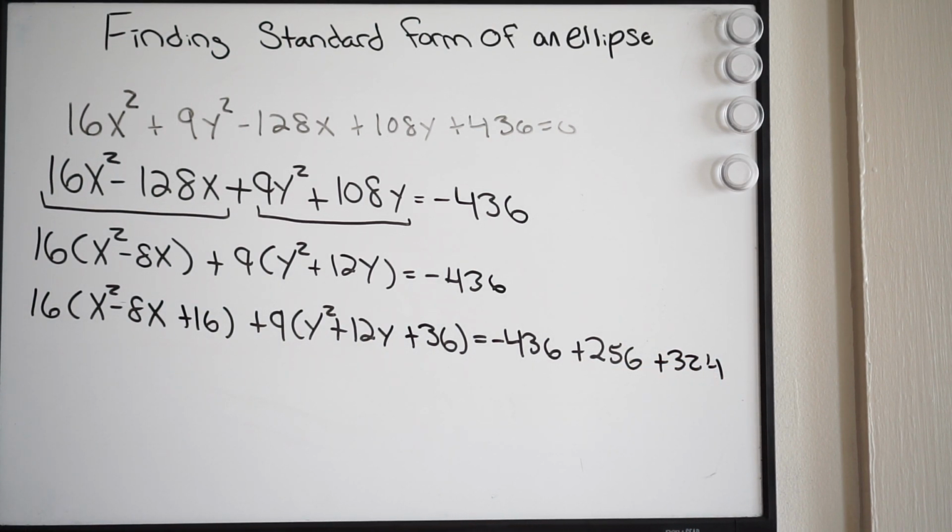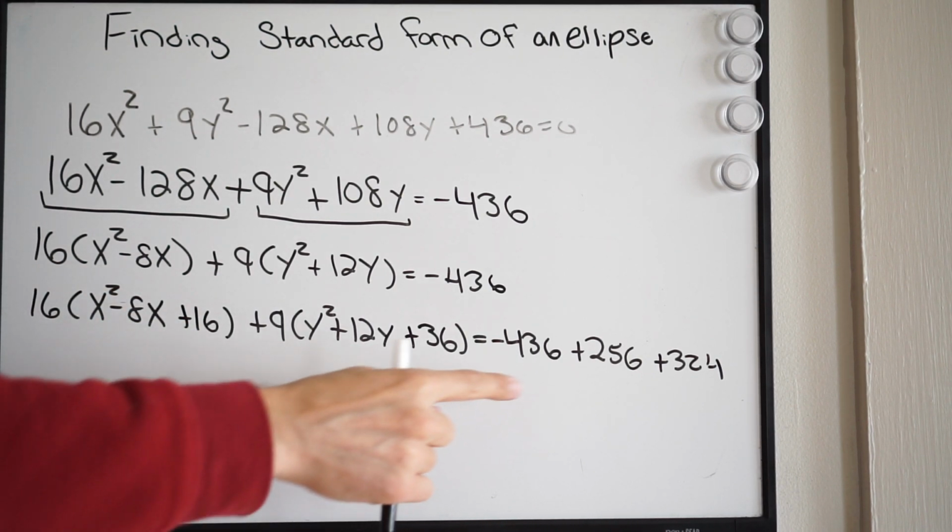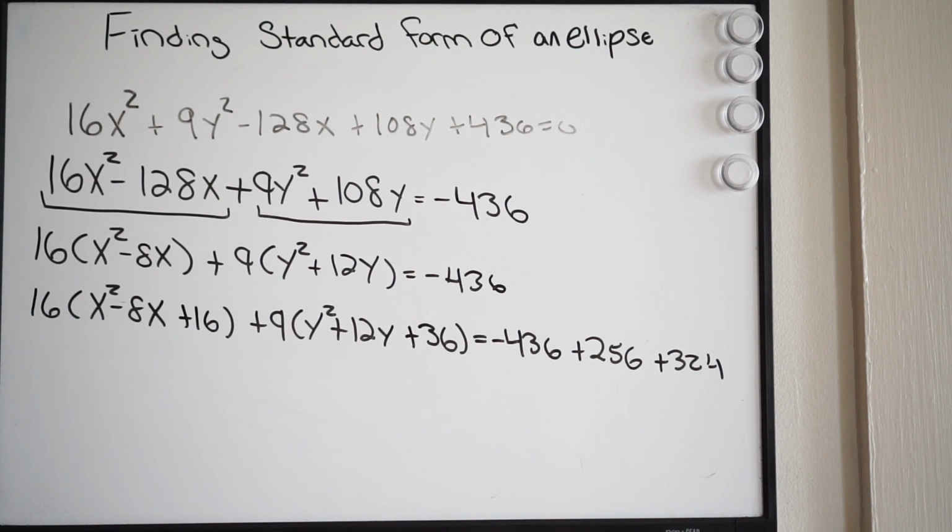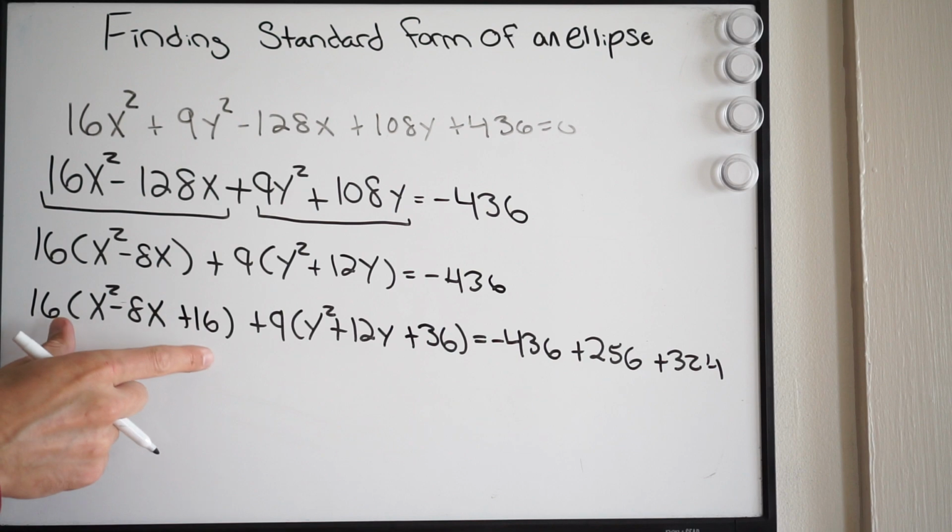If you end up pulling something out, just make sure when you write it on the right side, you write it correctly, okay? All right. Next step, we want to go ahead and factor here and here, okay? And then we can clean up this side.